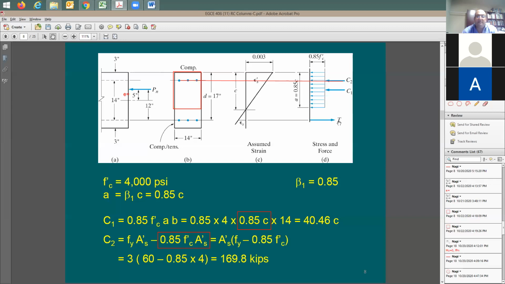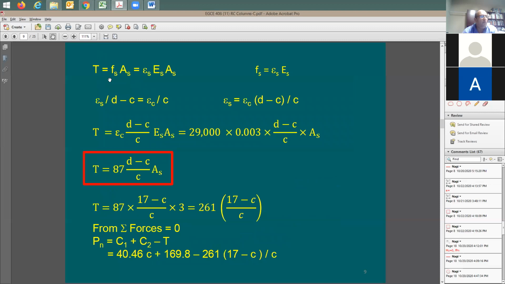Now how about T? The tension force is going to be trouble because I don't know exactly if the steel has been yielding or not, but I know it may not be yielding. In this case, I need to have T in terms of C. So now let's go to the next slide. We know this equation here. The tension force is equal to the cross-section area of the steel multiplied by f sub s, which means equal to the strain in the steel multiplied by Es multiplied by As. Nothing new here. So this is very clear to me. Tension force is equal to the strain in the steel times Es times As.